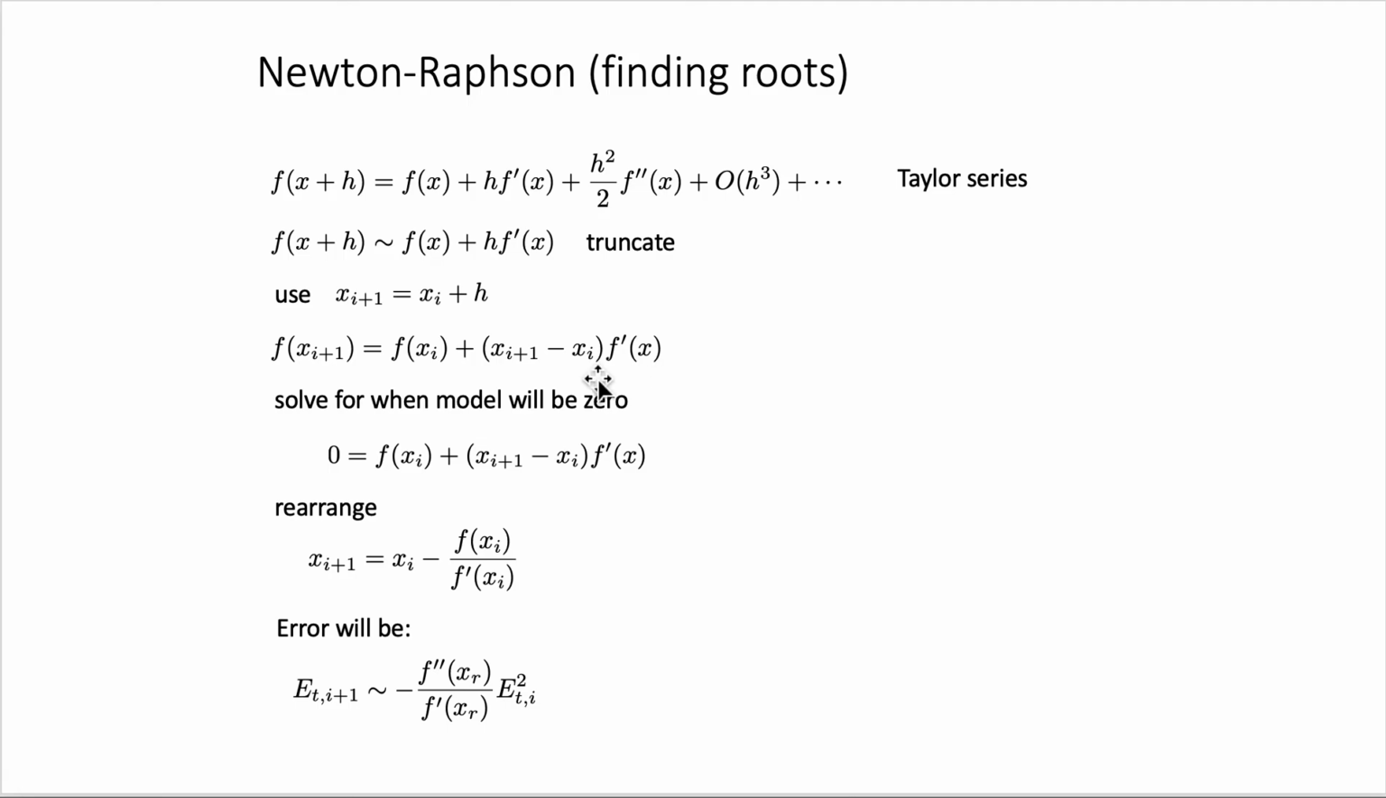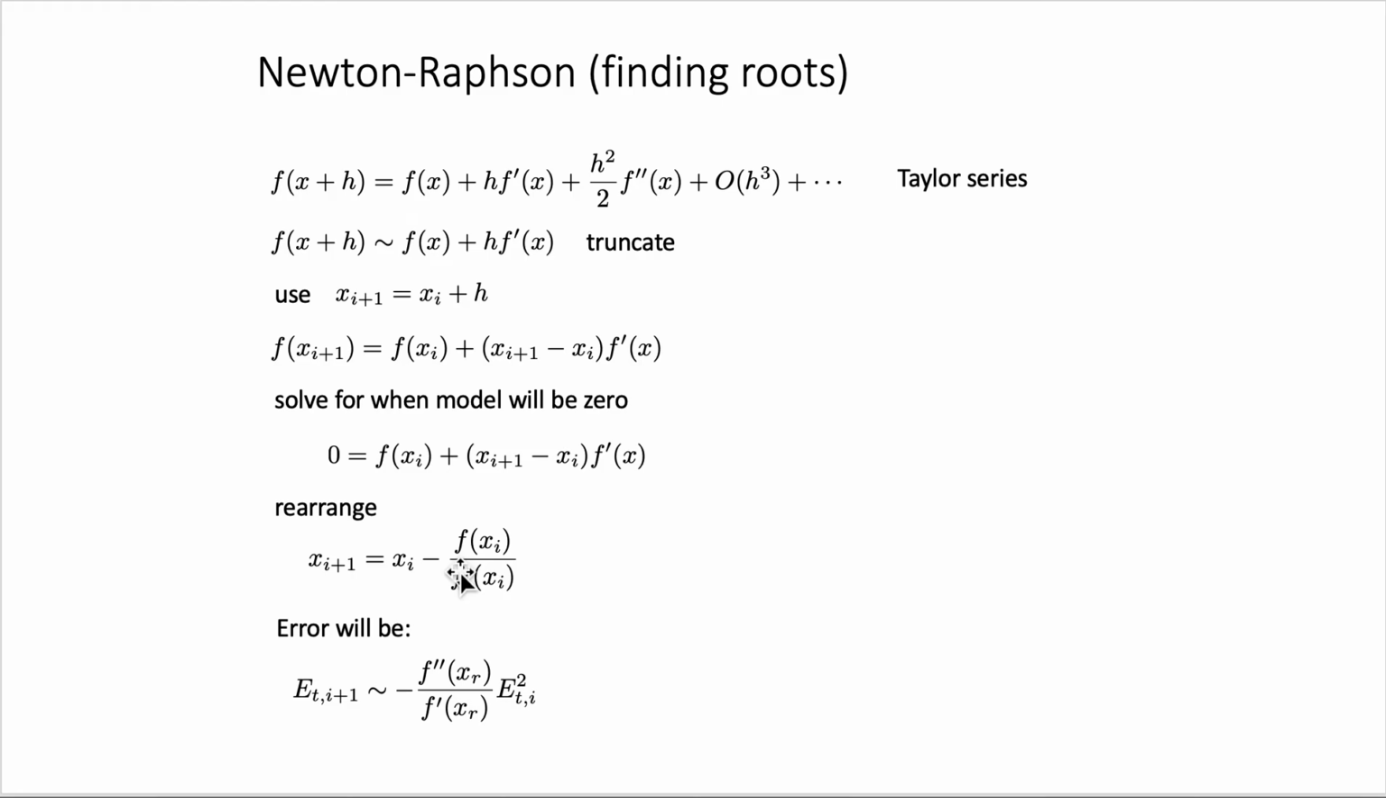And then we solve for where this is 0, right? So we would like f at x_{i+1} to be 0, so we set 0 here, and we figure out what x_{i+1} is. So all we have to do is move this term to this side and divide by f prime of x_i. Again, this is a typo, it should have been f prime of x_i, and this gives us an update.